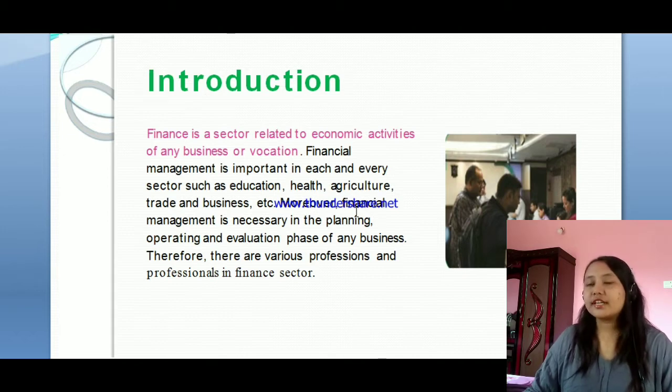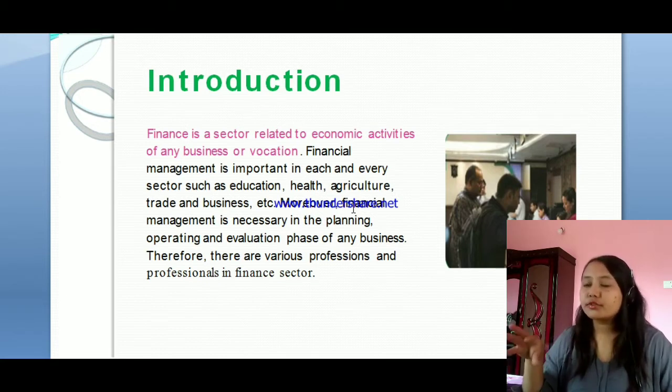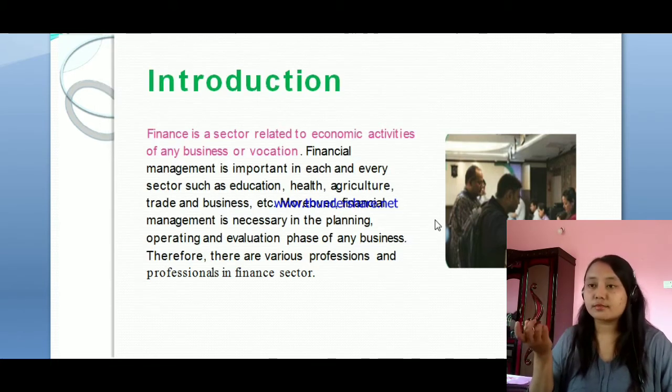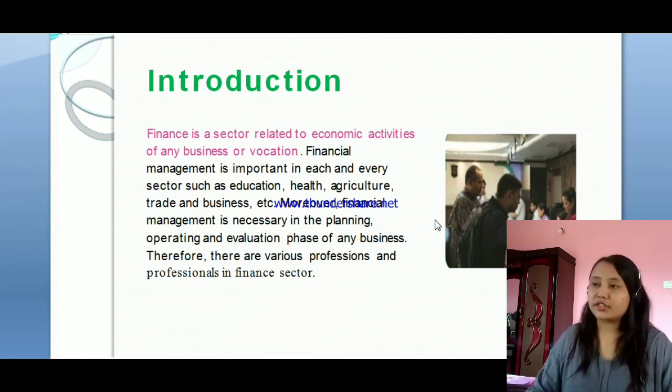If there is no financial manager who will be able to manage, evaluate or distribute the money or the fund properly to the respective fields, then it will be very hard for an organization to sustain and run smoothly. Therefore, there are various professions and professionals in the financial sector, and it has a wide scope all over the world. Because without money, without any financial support, no organization will be able to sustain.